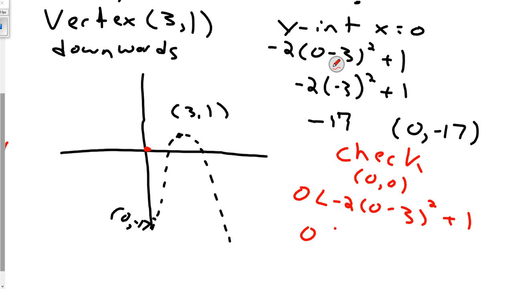Is 0 less than negative 17? Is that true? No. Good catch, Danita. False. So 0, 0 is not true. So we shade inside instead.